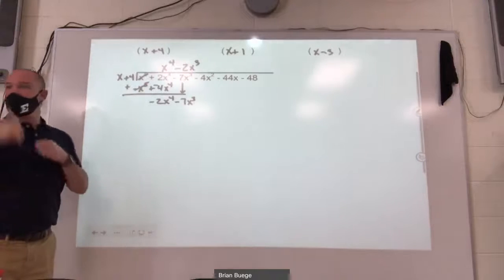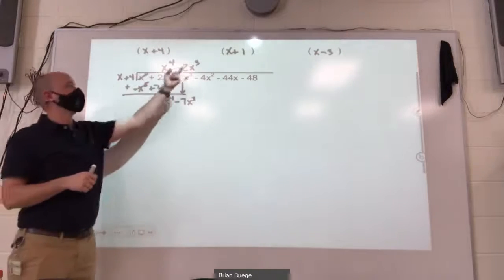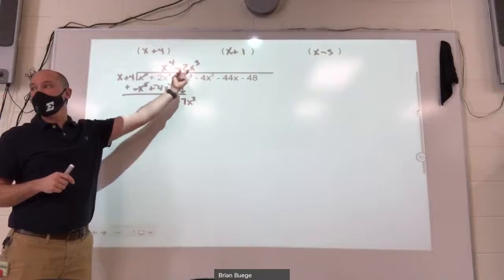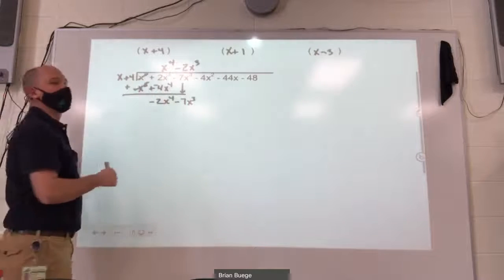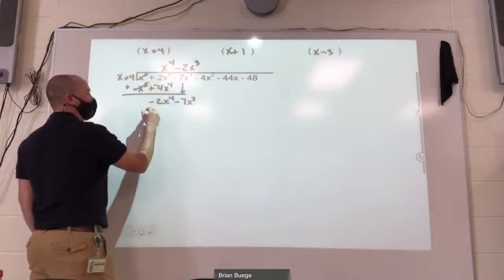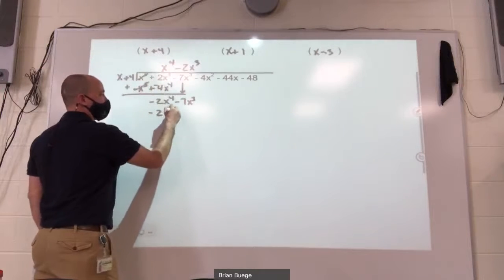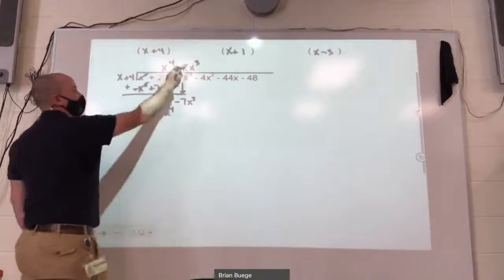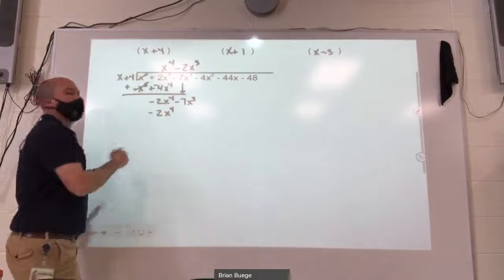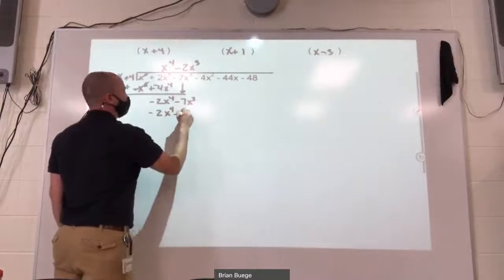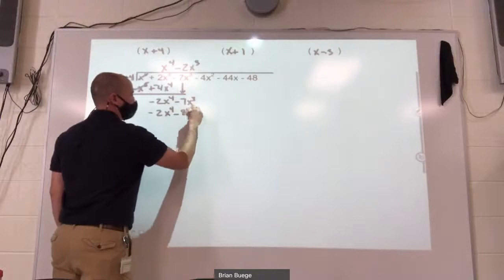Again, I told you it's a 3-step process. There's step number 1, figure out what you're multiplying by. Now I actually go through and do the multiplying. We end up with negative 2x to the 4th. And then I multiply it by the 4. I get a negative 8x cubed.